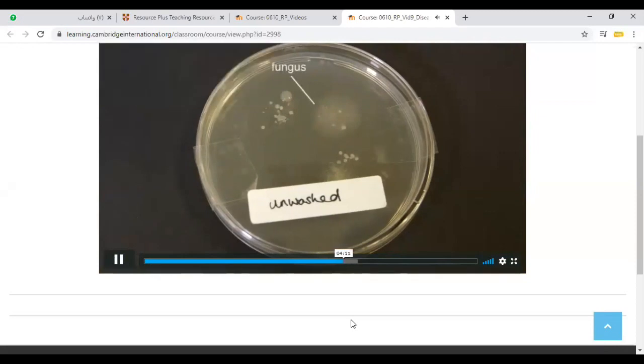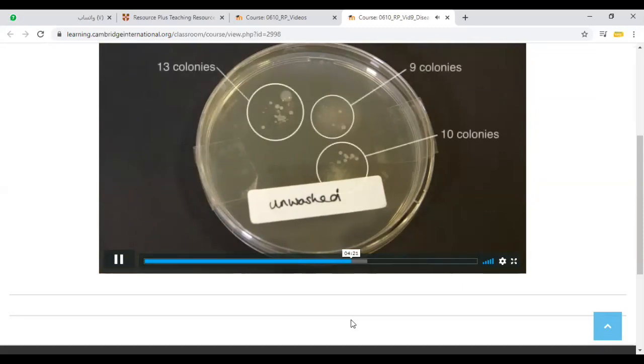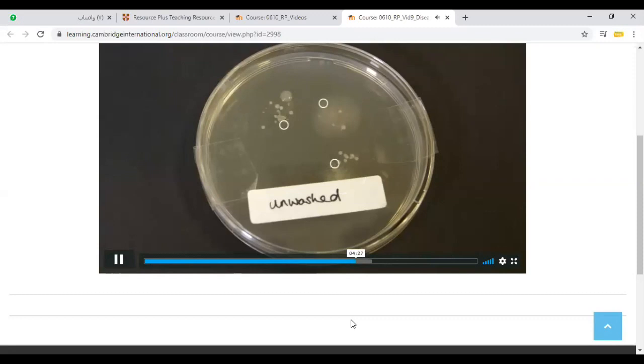The large patch at the top has an undefined edge and a fluffy appearance, and so is likely to be a fungus. This is not included in the count. 32 bacterial colonies have grown. Some of them are very small and difficult to see on screen, but they are separate and so are counted.